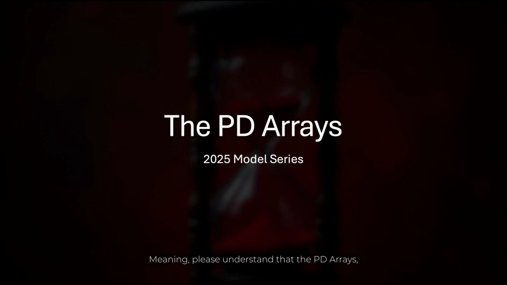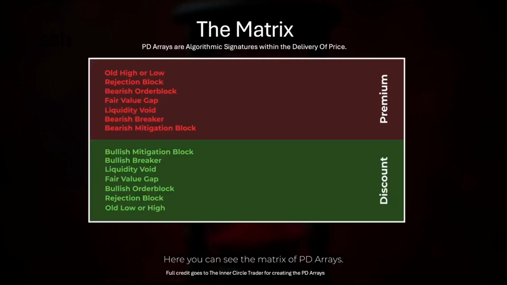Meaning, please understand that the PD arrays as they were taught by ICT are a representation of a certain logic, because simply looking for these price patterns themselves within the markets is not enough. They can only be looked for within a particular framework, and that is why I'm discussing them now in the beginning of this 2025 model series. Here you can see the matrix of PD arrays. This matrix was originally created by ICT, the Inner Circle Trader, and therefore full credit goes out to him for creating these PD arrays.